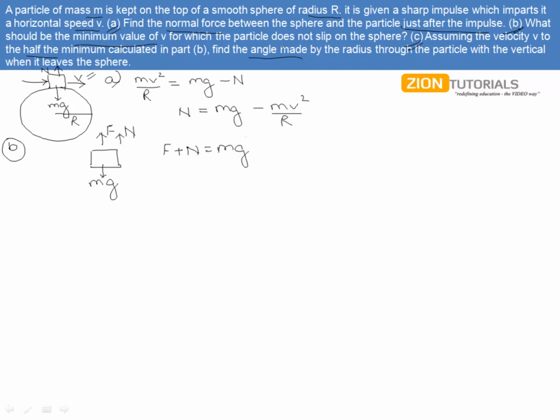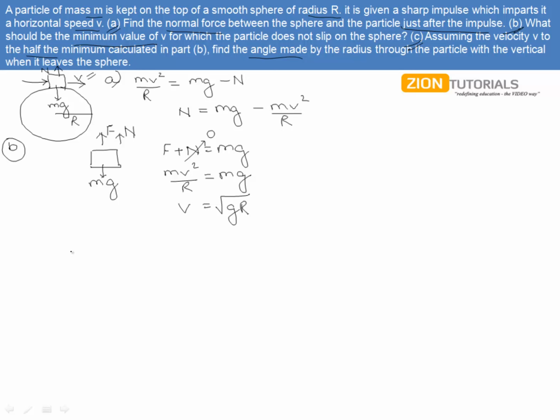Framing the equation over here, we get that the centrifugal force plus normal reaction equals mg. Now to avoid slipping on the sphere, the normal reaction becomes 0. That means it comes out of contact with the sphere. So simply F will be mg, that is mv square by r equals mg, giving us velocity equal to under root gr.